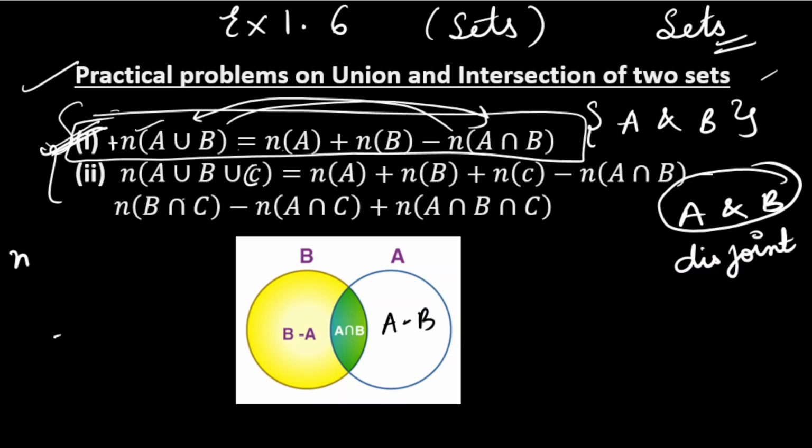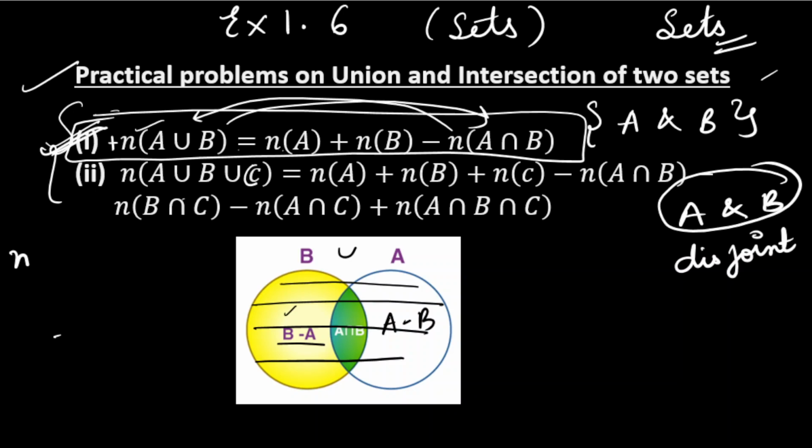So A minus B means strictly the elements of A only, so elements of A but not B. So B minus A means elements of B but not A, or in other words, elements belonging to set B but not belonging to set A. So A minus B means elements belonging to set A but not belonging to set B. And this full region is what? This is B union A or A union B.